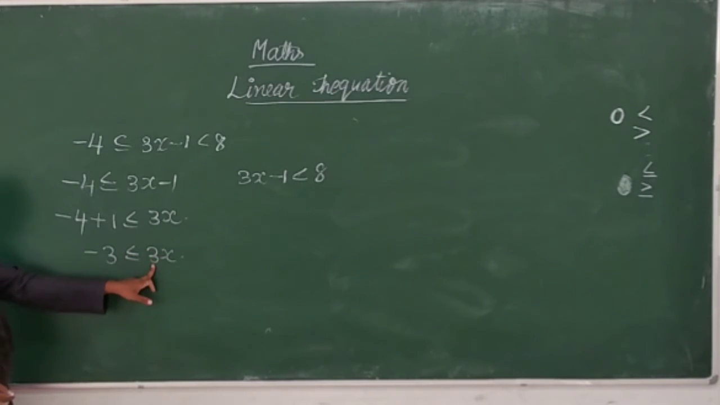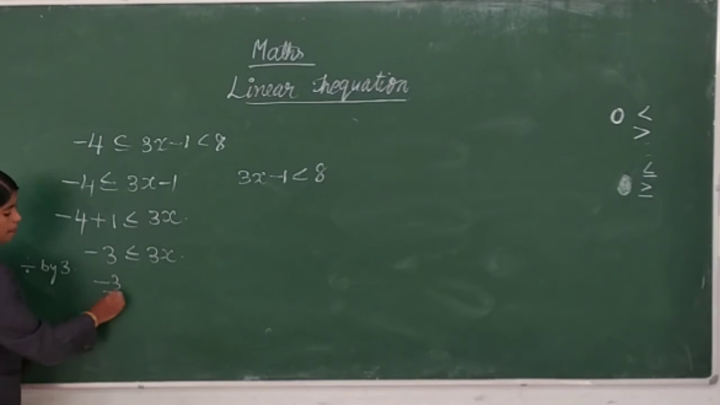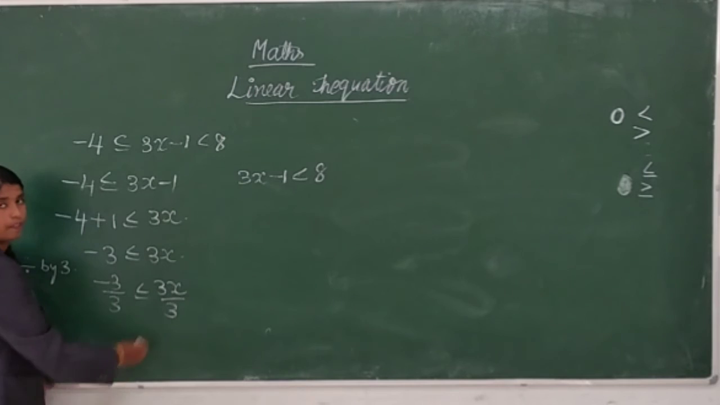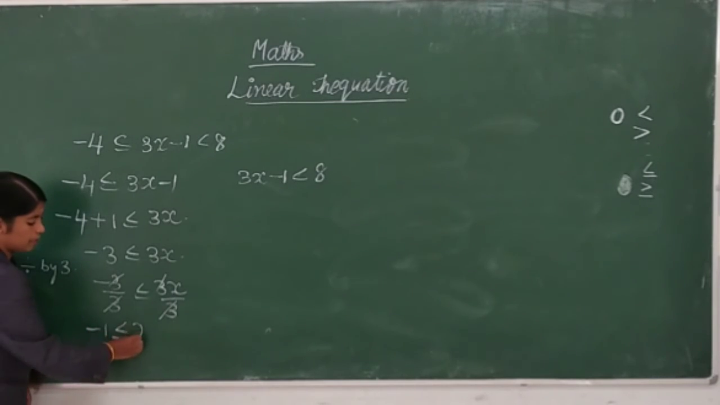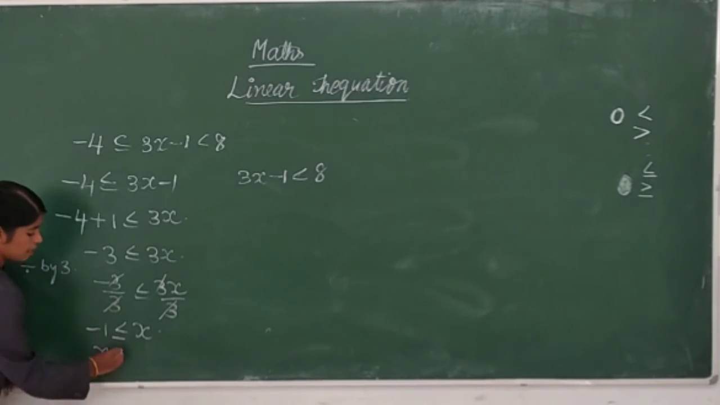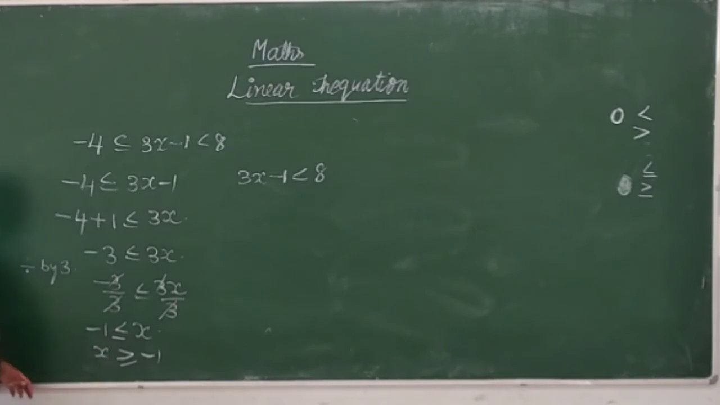So divide by 3. You want to cancel 3 here, so divide by 3. So you will get minus 3 by 3 less than or equal to 3x divided by 3. Then 3 and 3 cancel. Here also 3 and 3 cancel. Minus 1 less than or equal to x. We want to reverse this. x has to come to the side, minus 1 has to go on the opposite side. So the sign of the inequality reverses. So x is greater than or equal to minus 1.